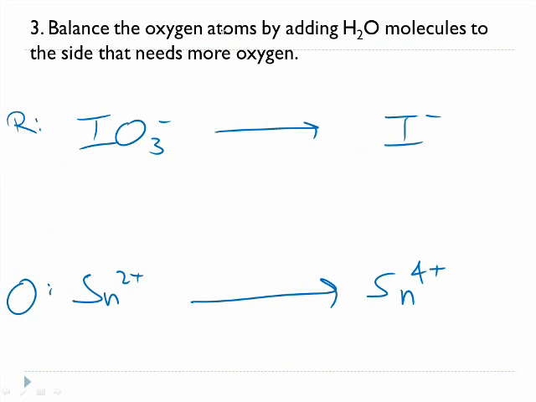Now let's balance the oxygens by adding water molecules to the side that needs more oxygens. So on the reduction side, we can see that we're going to need 3 more oxygens, so we're going to add 3 waters, so we can get 3 more oxygens. And we don't need to do that on the oxidation reaction, so we're good to go there. And then we'll go on to the next step.